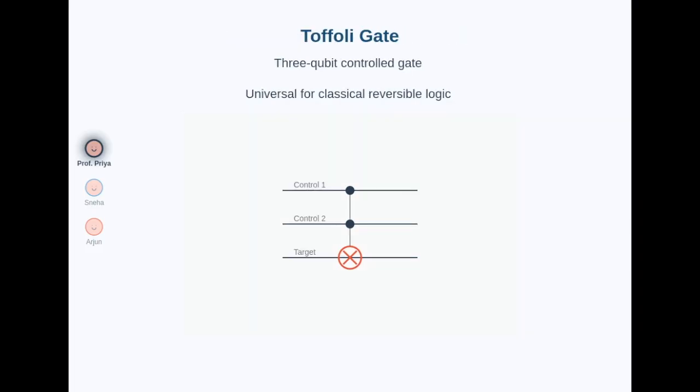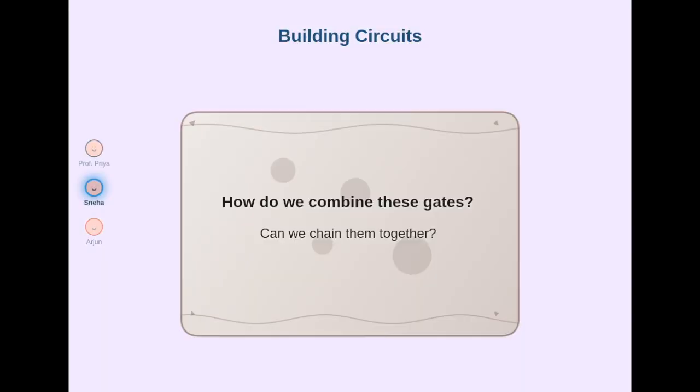The Toffoli gate uses 3 qubits. It flips the third qubit only when both control qubits are 1. It's universal for classical reversible logic computations. Professor, how do we combine all these gates together? Can we chain them to create more complex operations?